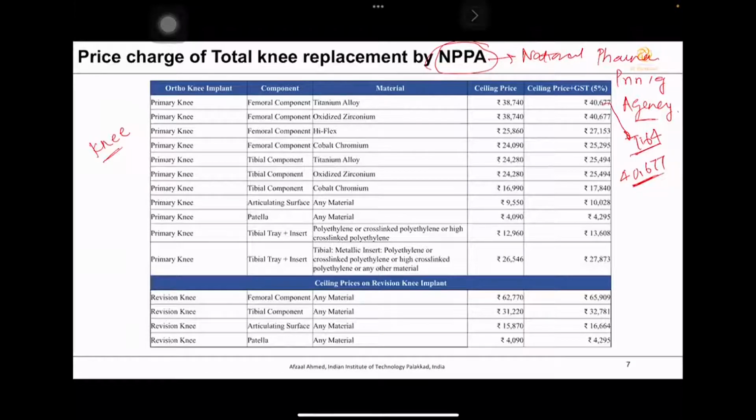Similarly, with varying materials, if you can see, femoral component with oxidized zirconium is slightly cheaper. High flex is again cheaper. Cobalt is 25,000 rupees.